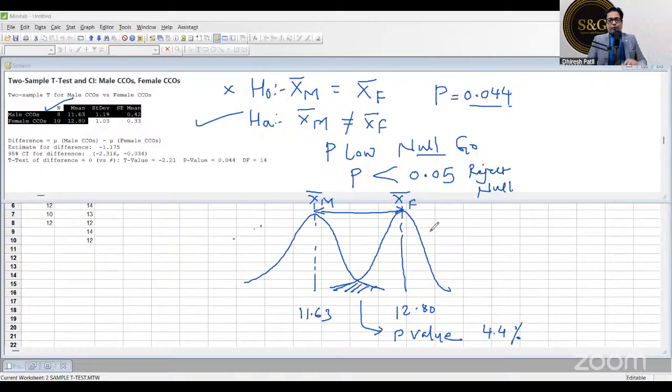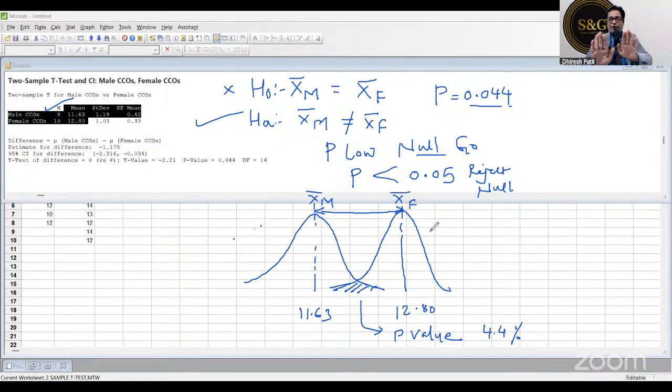So I have just plotted two distributions: the male data distribution and the female data distribution. The average of male is 11.6. The average of female is 12.8. And we are checking whether there is any statistically significant difference between these two. And p-value is nothing but the overlapping area.